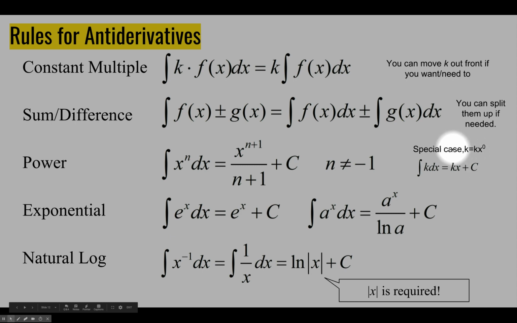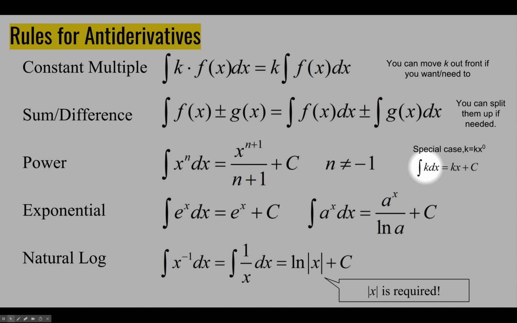Back up here, I forgot to mention this special case for the power rule. So if you just have the integral of a constant k, then that's equal to kx. And in a previous video, we actually talked about that. We could test this by saying, let's take the derivative of k times x. The derivative of k times x is just k. So if this were the integral of 5, then the antiderivative would be 5x. And we can check that because the derivative of 5x is equal to 5.